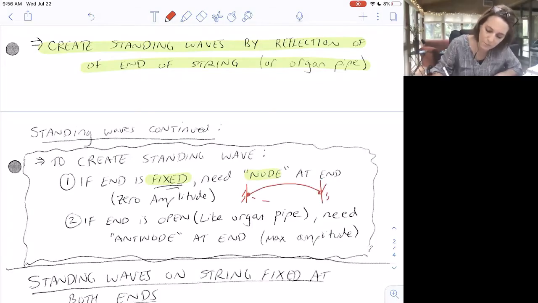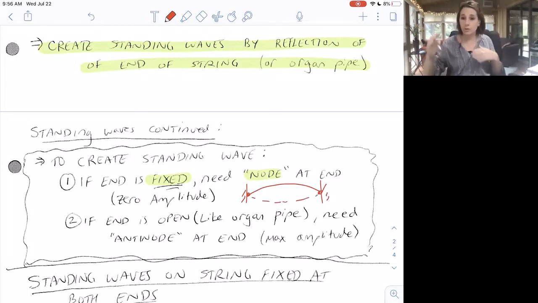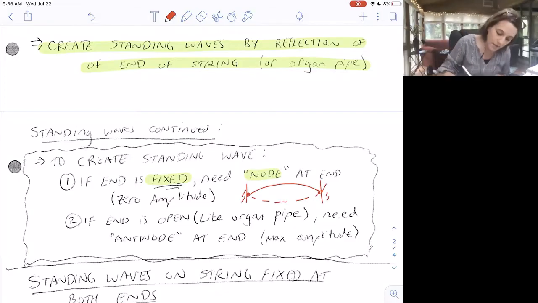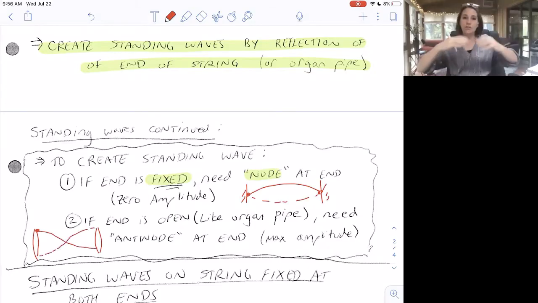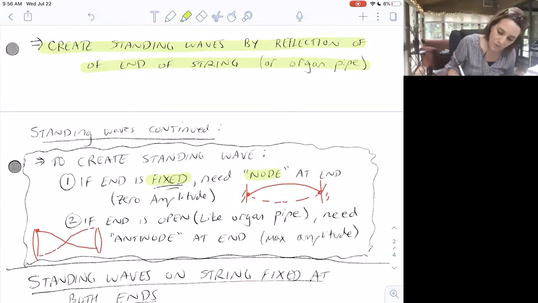This would be the fundamental mode. We'll get to those definitions later as we scroll. If the end is open, like an organ pipe, then you're going to have an antinode at the end. So if it was something open like this, you might have an antinode, and the shape of your standing wave might be different because it's an open end. And so if it was an open end, you would have an antinode at the end.